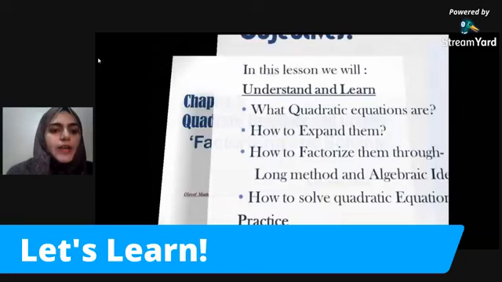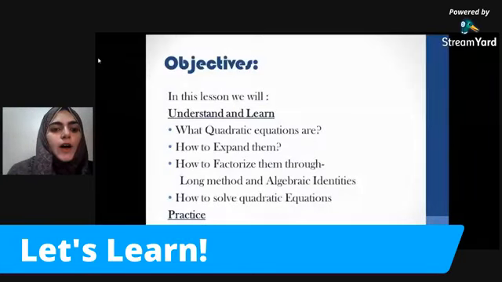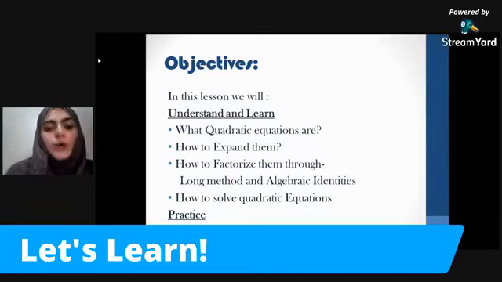Our objectives for today: first, we will be understanding and learning what quadratic equations are. Then we will revise how to expand them. We will learn how to factorize them through two methods. The first one is the long method, that is the manual method, and the second one is through algebraic identities. Then I will explain how to solve quadratic equations, and at last we will practice some questions related to it. So let's start.